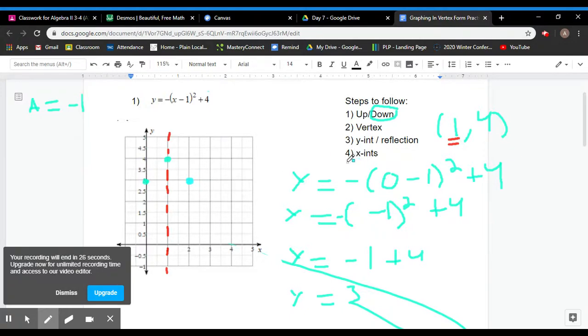The last step is to find your x-intercepts, which is what we went over in the last video. That is where you set y equal to 0, and then solve all the way through to get your 2 x values, all right? And we'll have to do that in the next video.